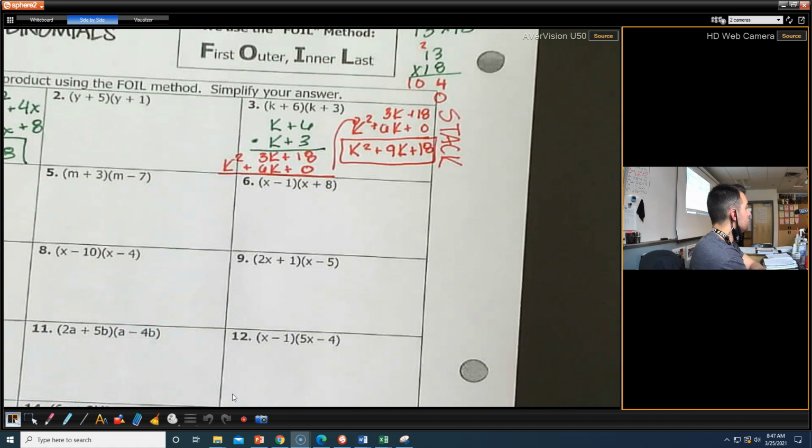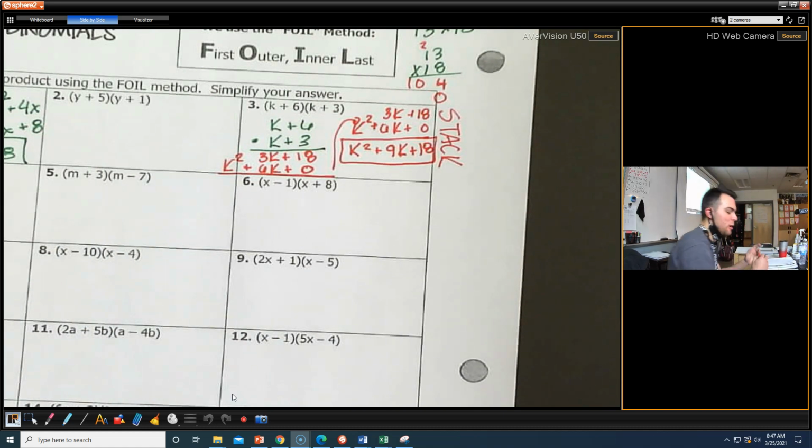So I want to ask you guys, personally, do you prefer to FOIL? Raise your hand if you prefer to FOIL. All right, hands down. Raise your hand if you prefer to stack. Okay. Personally, I don't care either way. For consistency purposes, I'm going to be foiling for the most part.